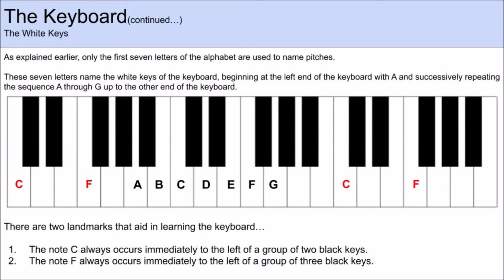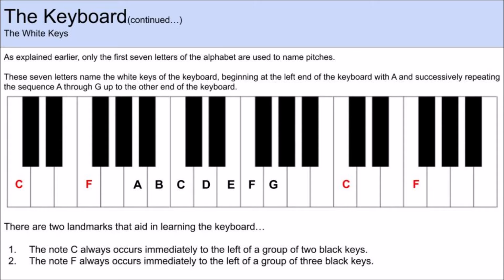As explained in a previous lecture, only the first 7 letters of the alphabet are used to name the pitches. These 7 letters are used as the names of the white keys on the keyboard, beginning on the left with A and successively repeating this sequence A through G up to the other end of the keyboard.